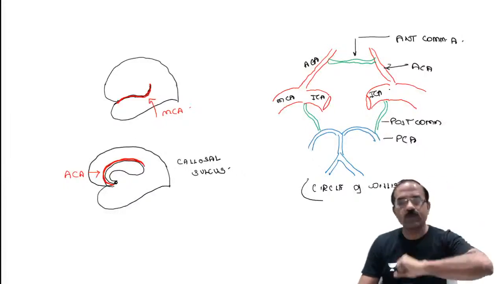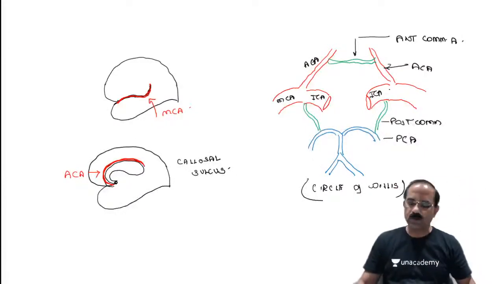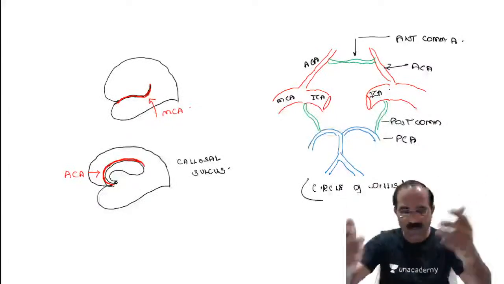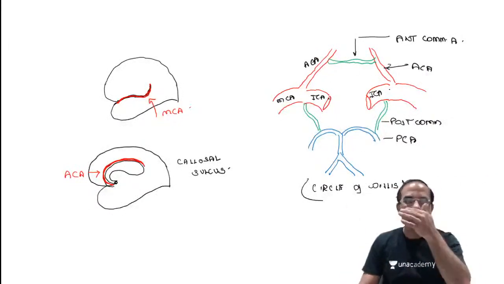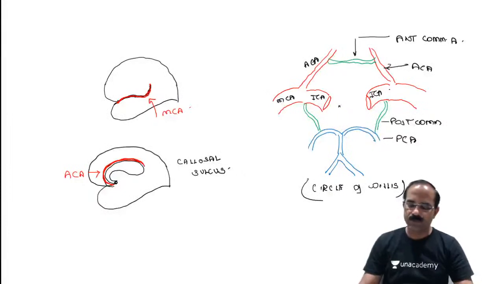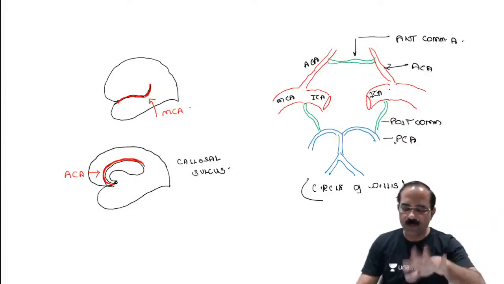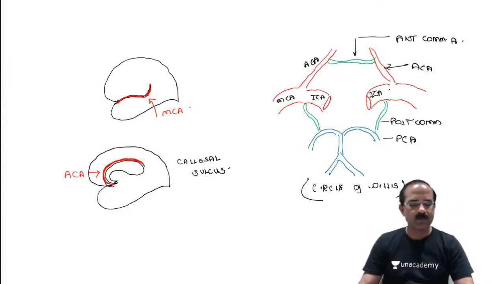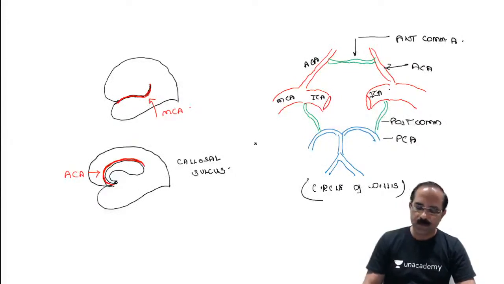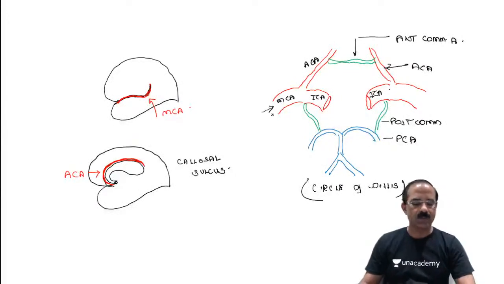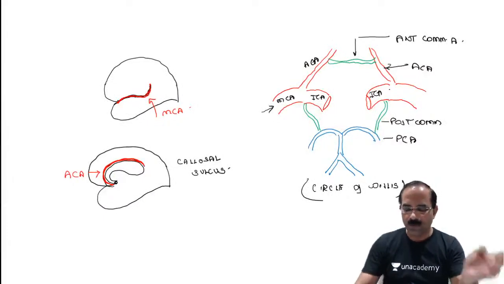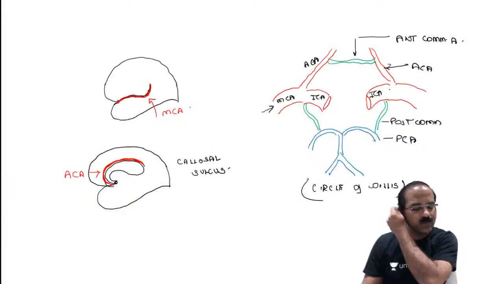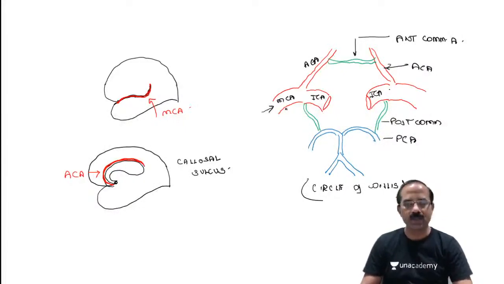So, circle of Willis, another very important MCQ. The circle of Willis is formed by all the arteries except, can you answer this? In all these arteries which I've labelled here for you, which one does not form the circle of Willis? The middle cerebral artery, yes, very good. So the middle cerebral artery is not going to form the circle of Willis.